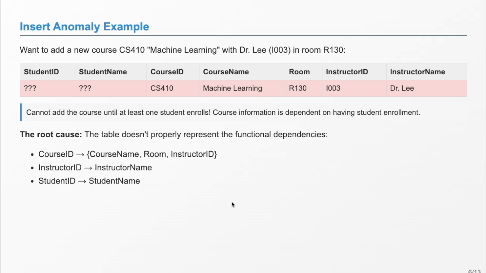So let's say I create a new course, and this course has a course ID of CS410, and the course name is machine learning. It's a very popular course, and it will be taught in room R130, and the instructor is Dr. Lee with an ID of I003. So the thing is, what if nobody enrolls in this course? It is kind of like the situation in delete anomaly. In this case, I cannot really record this information unless a student is enrolled. The schema is not allowing me to insert a row in here where the student ID is empty or the student name is empty. So this is the case where we have insert anomaly.